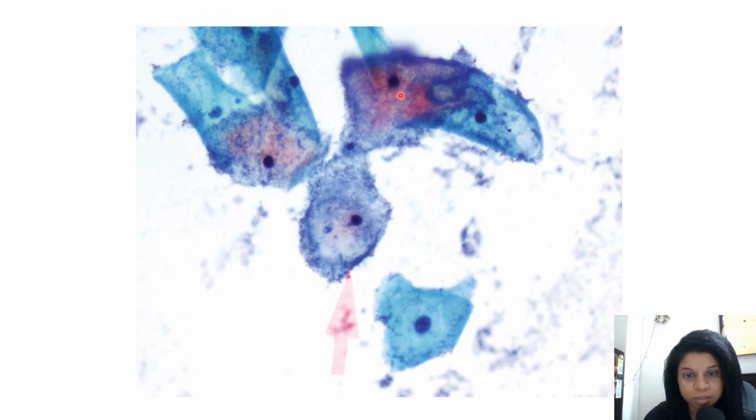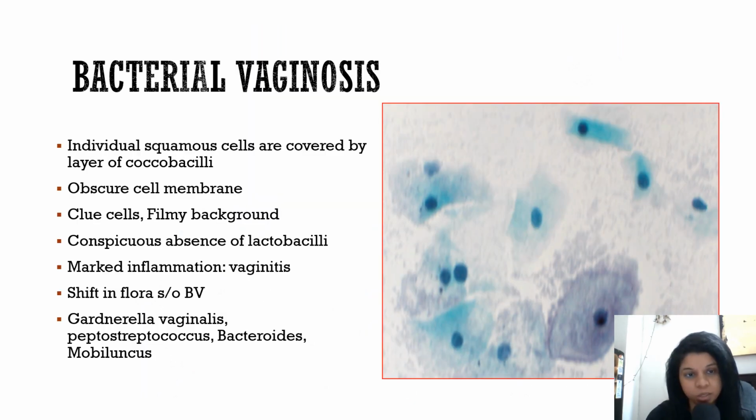So what are we seeing? These are the characteristic clue cells. Clue cells are seen in, as we all know, bacterial vaginosis. So bacterial vaginosis is also a common diagnosis that we give in pap smear when we get such clue cells. The individual squamous cells are covered by a layer of coccobacilli, and you can see the coccobacilli in the background also. The background is clean or filmy, we say. Filmy means there is only the coccobacilli, but there is no inflammation usually.